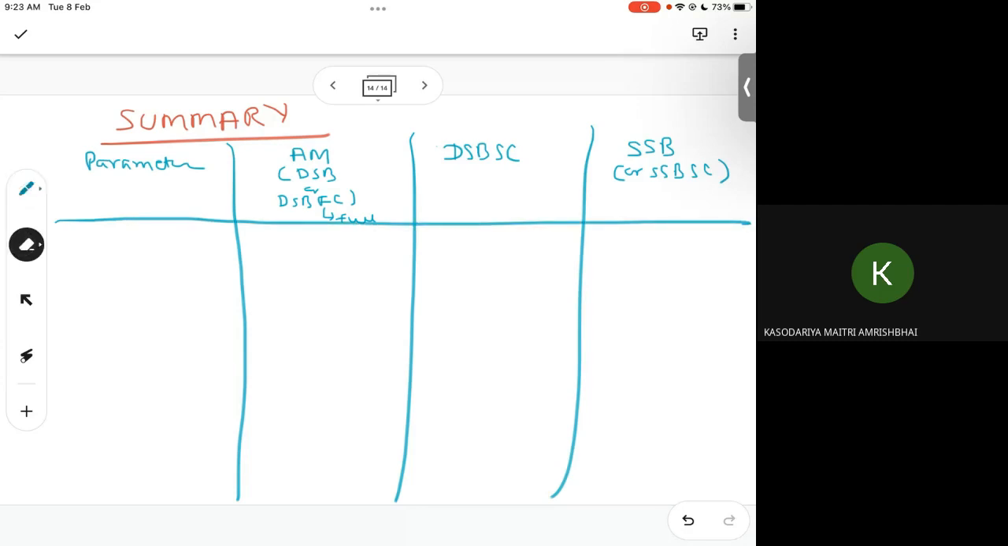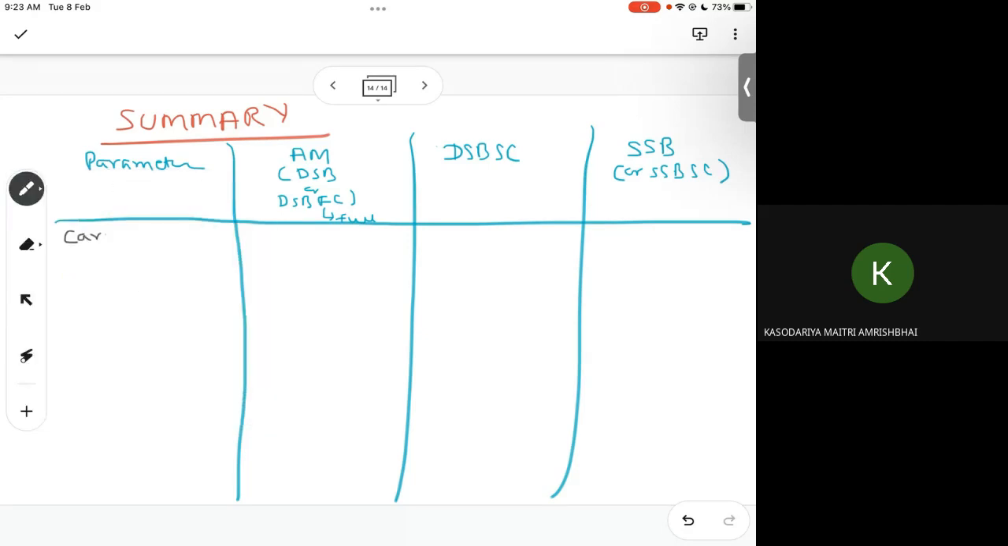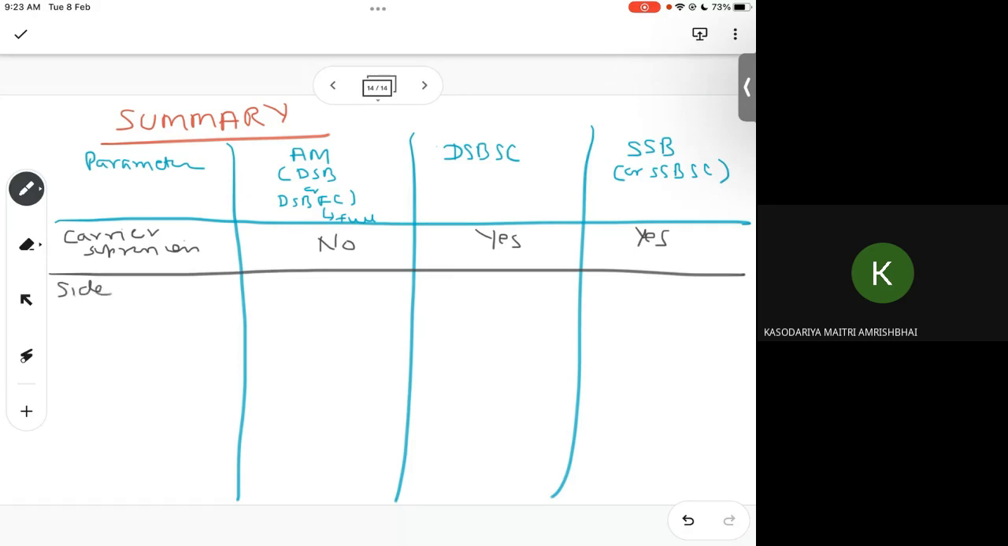let's talk about first the carrier suppression. Here there is no carrier suppression. Here it is yes. Here it is yes. Then we have sideband suppression. Here there is no. Here there is no. Here it is yes, one only. One sideband. You can't suppress both.